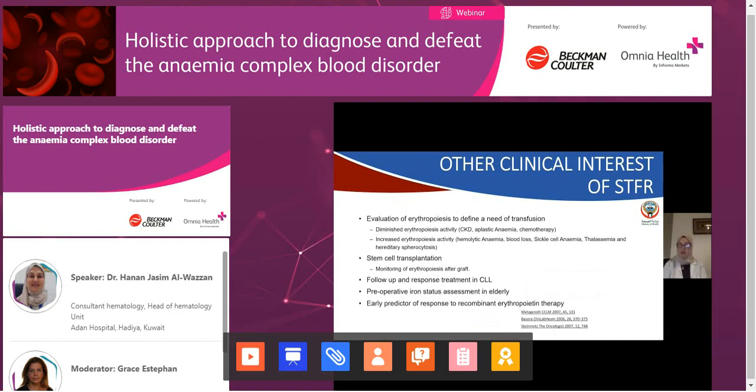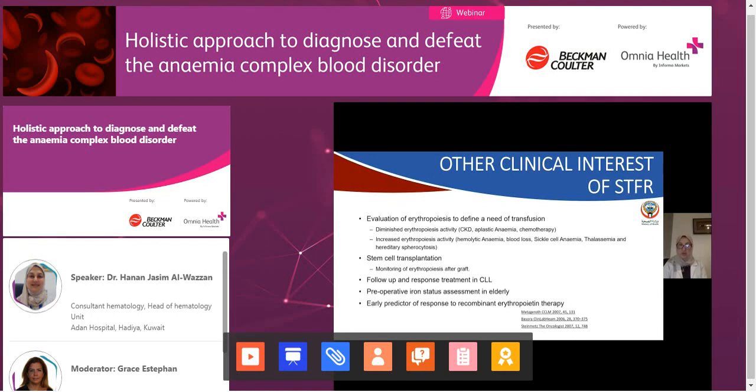Additional clinical interest of the serum transferrin receptor is related to the ability of the serum transferrin receptor to predict the erythropoiesis and the rate of erythropoiesis. A recent publication had suggested a role of the serum transferrin receptor in the erythropoiesis and the optimal transfusion schedule.